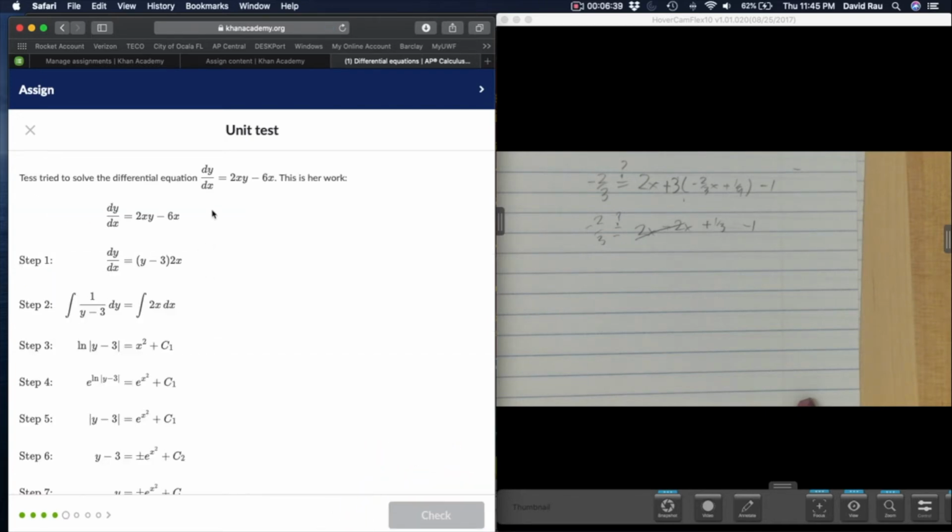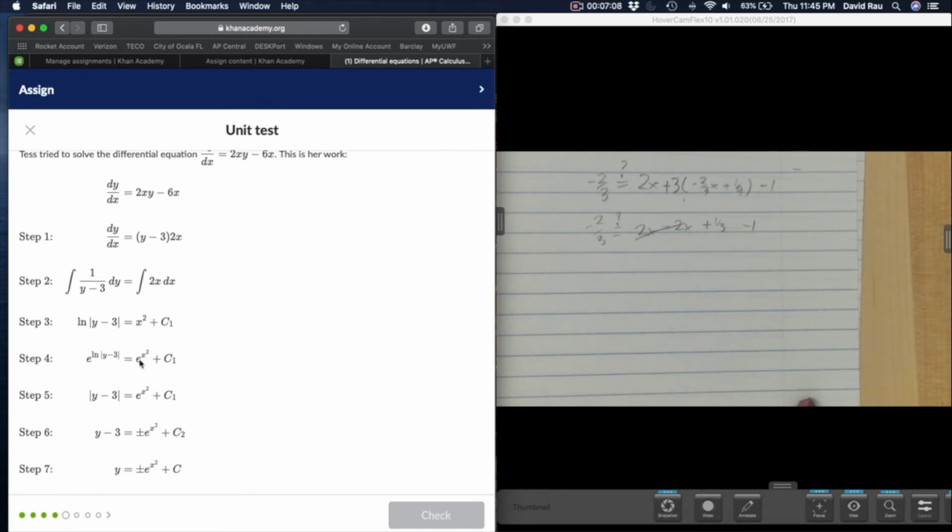Up next, we've got a step-by-step solution here. First thing the student did was they distributed out the 2x. That seems correct. Next, they separate the variables by dividing by y minus 3 and multiplying by dx. That seems correct. Up next is that ln of the absolute value of y minus 3. Yeah, that does seem to be correct.